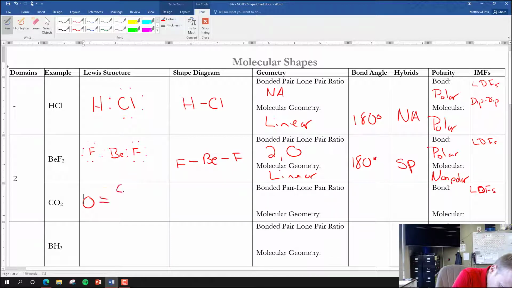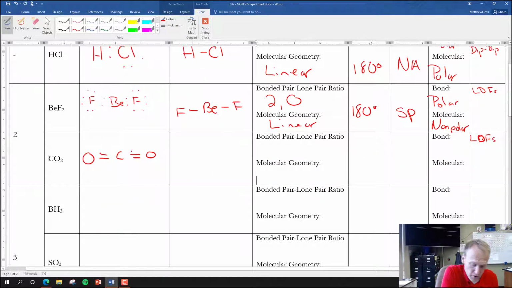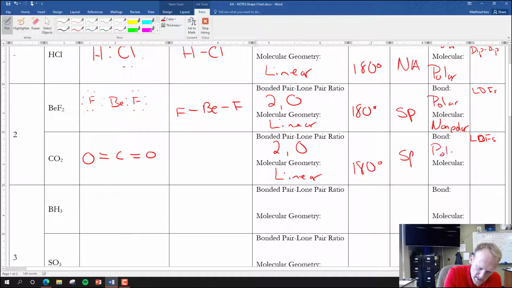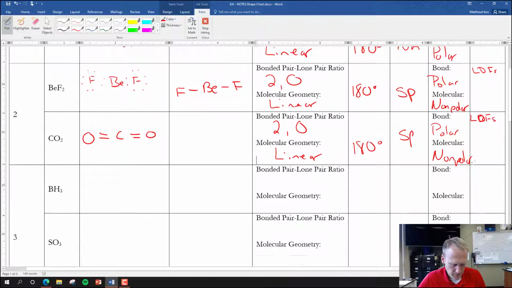Carbon dioxide would look like this, which would be linear. There are no lone pairs around the central carbon, so this would also be 2 and 0 because it has 2 domains. The molecular geometry would be linear, which is 180 degrees, sp. These would be polar bonds if we subtract the electronegativities, but since it's linear and the oxygens are pulling in opposite directions, this would be a nonpolar molecule, meaning this will only have LDFs.